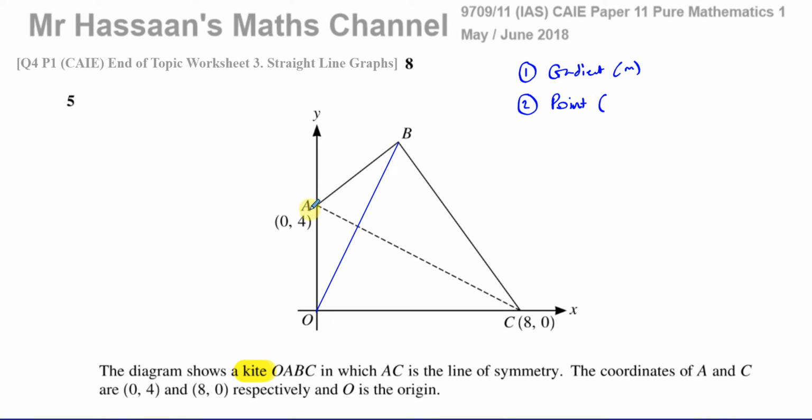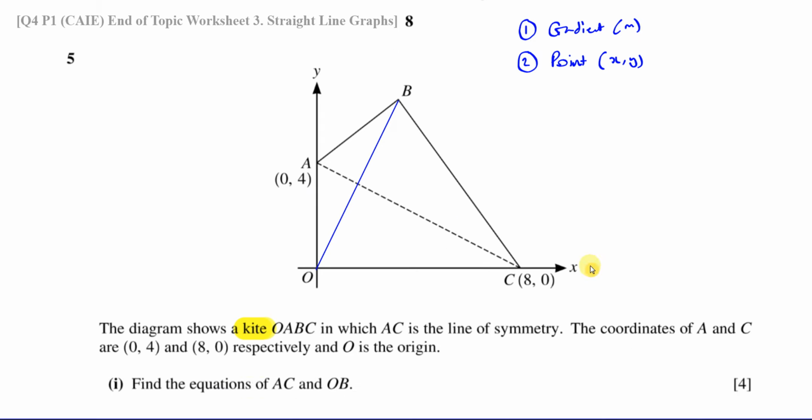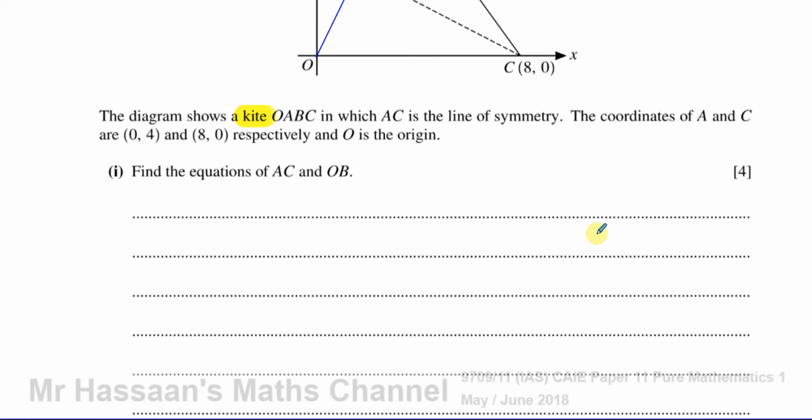Okay, so we have the point A, which is the y-intercept of this line AC. So any point on the line, the x and y coordinate, if we have the y-intercept, that's even better, as we will see. So to find the equation of this line AC, let's start with AC. We first need the gradient of AC.